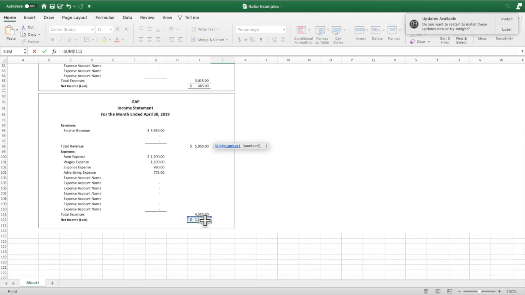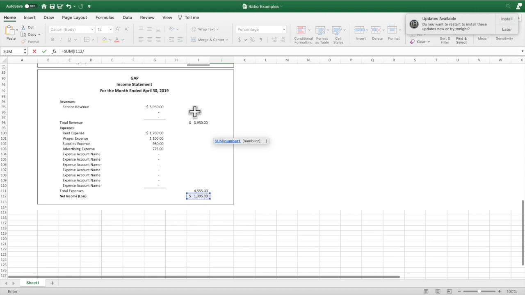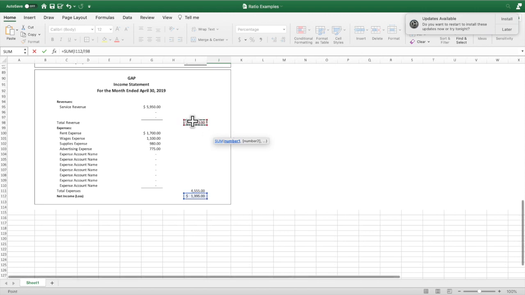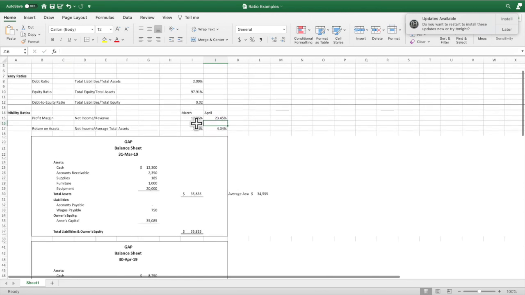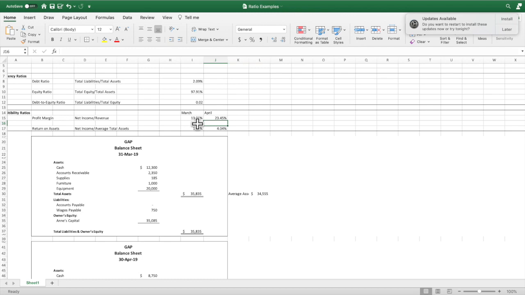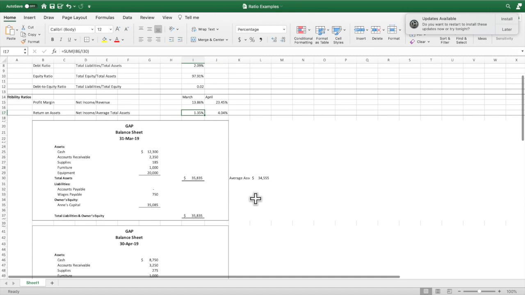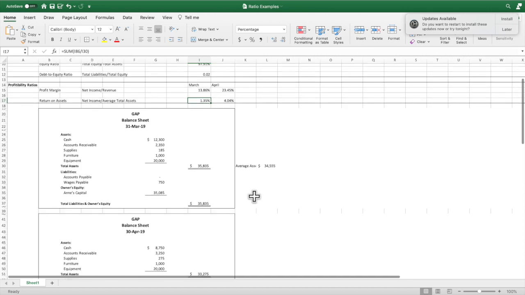In April, their next month, equals sum of net income. Their net income's a little higher here, divided by total revenue. And they have a 23.45% profit margin in April. Now we're going to do return on assets, and then we're going to look at all the numbers together as a whole. Return on assets is net income divided by average total assets.